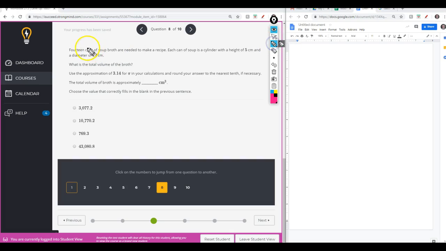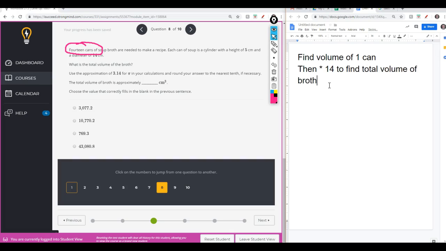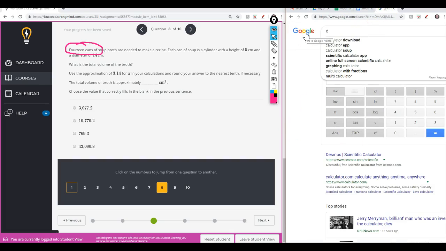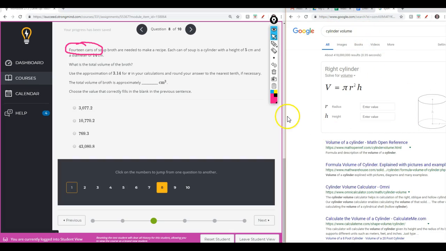Okay, so I'm going to just mark that there's 14 cans of soup broth. So we're first going to find the volume of one can. So find the volume of one can, then multiply it by 14 to find the total volume of broth. So I'm going to jump over here and just type in cylinder volume calculator, and it shows up right there.